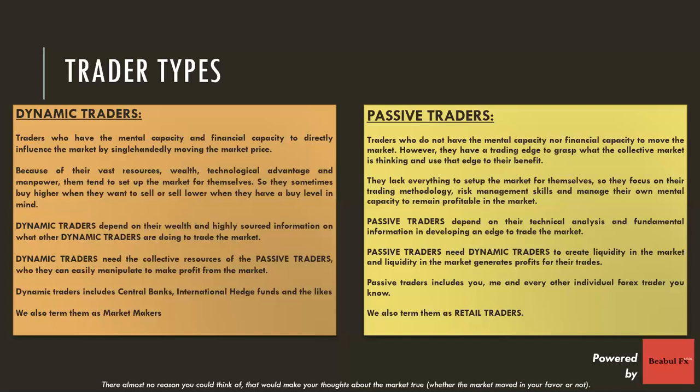Okay, so they control those things, and they use those things they can control to make income from the market. All right. Passive traders are dependent on their technical analysis and fundamental information in developing an edge to trade the market. So unlike dynamic traders who use market outlook and their wealth and say, okay, you know what?